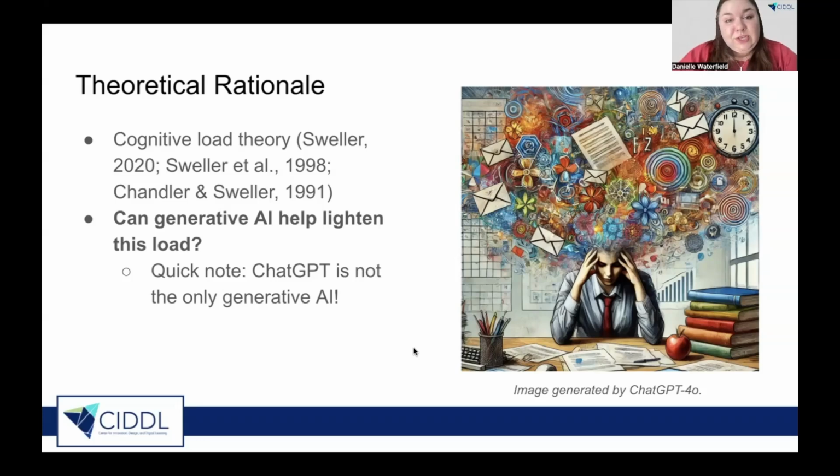We did use ChatGPT for this study, but I just want to say in general that there are so many different generative AIs out there that ChatGPT is not the end all be all, and we're not specifically advertising ChatGPT in this study. This is just the one that we used to start to tap into this investigation.